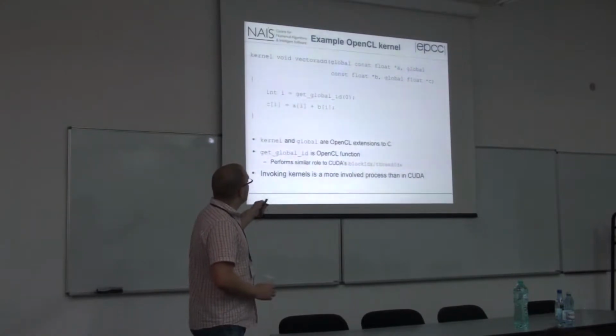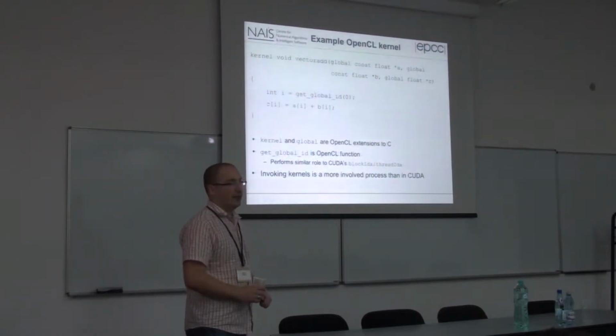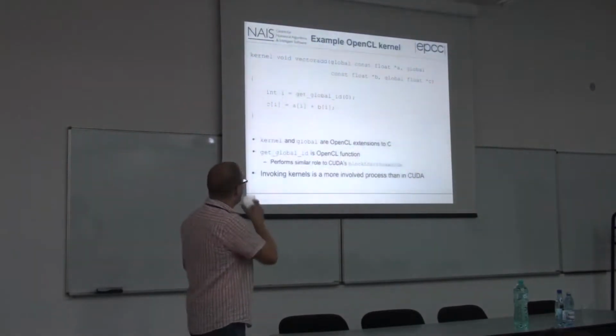which tells the compiler where this data is going to be. And then we have this get global ID function. So this is very similar to the CUDA block ID, thread ID. It just gives you a way of mapping the data to the class.